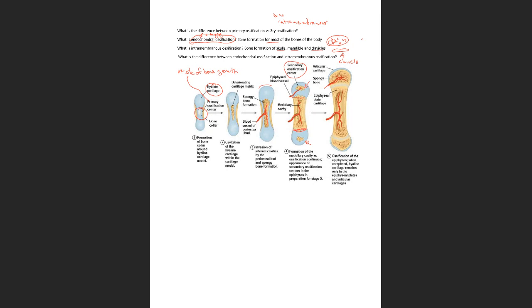So endochondral ossification uses cartilage, and it has the primary and secondary ossification centers. Intramembranous does not use cartilage.